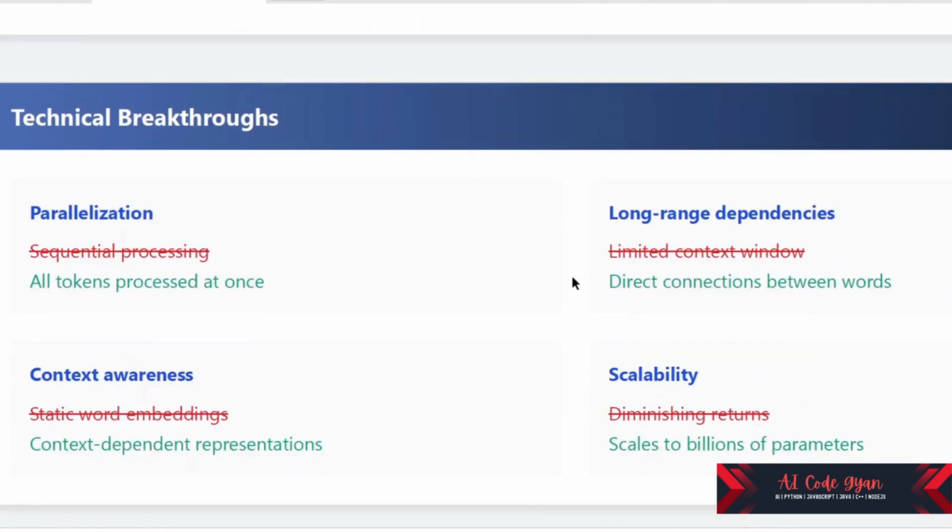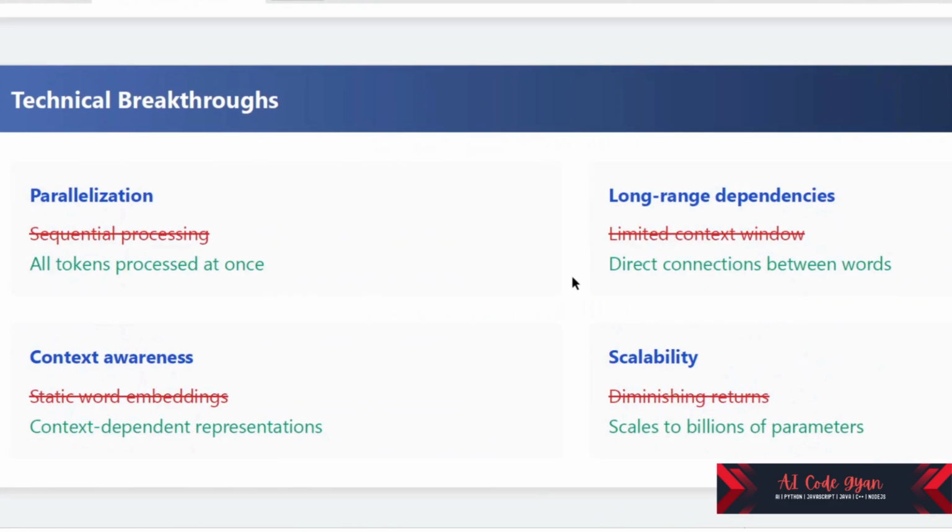Now let us talk about the technical breakthroughs. When we talk about RNN, it was sequential processing, but with transformer models, the attention mechanism, or BERT, parallelization was introduced: all tokens are processed at once. It also shows the property of handling long-range dependencies.